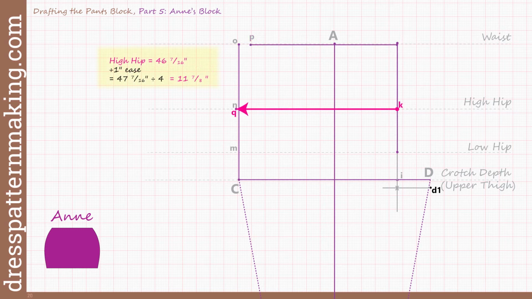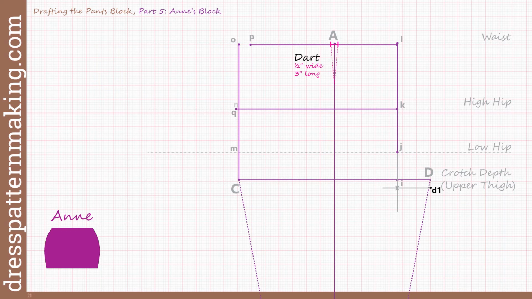So moving on to the high hip, I'll take the high hip measurement of 46 7/16 of an inch and add 1 inch ease. Divide that total by 4 and I get 11 7/8 of an inch. I'll measure on the high hip line from point K towards the side seam, point N, and mark point Q. As you'll notice, I actually have to go beyond point N to mark point Q. That's not a problem. I was expecting that because I drafted the width of the foundation to her low hip measurement. She is larger at her high hip, therefore this will extend out beyond point N.